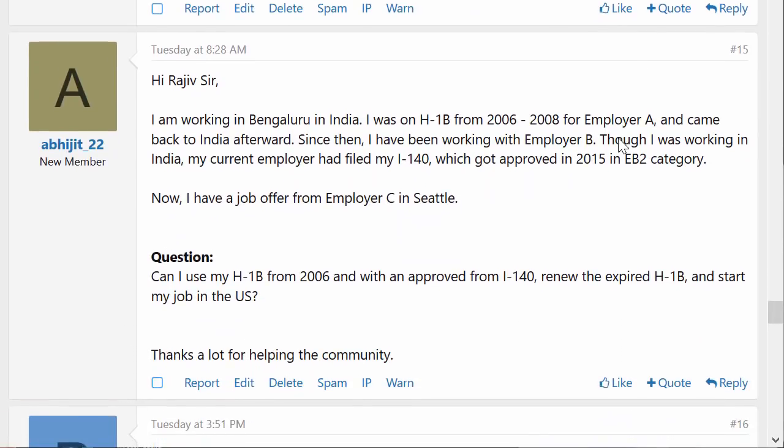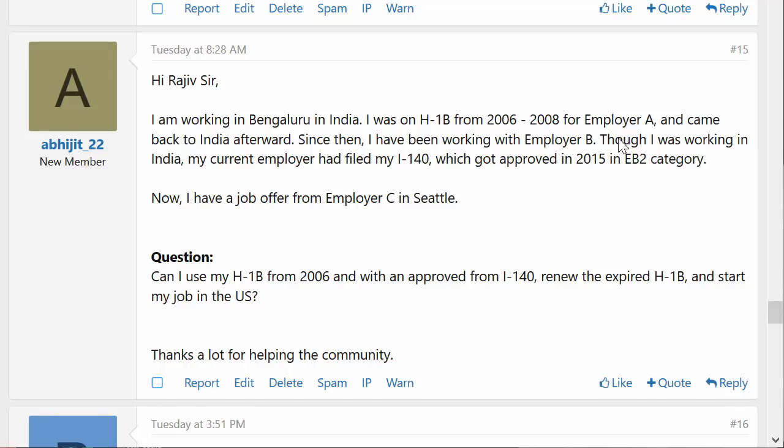Abhijit says, I'm working in Bengaluru and I was on H1B from 2006 to 2008 for employer A. I-140 is approved. Now I have a job offer from employer C in Seattle. Can I use my H1B from 2006 with an approved form I-140, renew the expired H1B and start my job? And the answer is, I don't know. There are a couple of points where the regulations intersect, and I would want to read the regulations, read the comments from the government on the regulations before giving you a definite opinion.